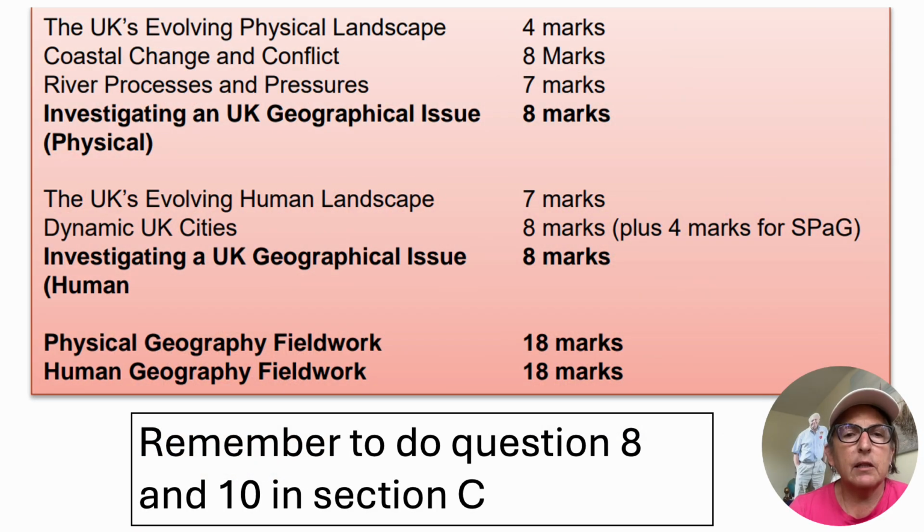So don't forget, this is the paper. You've got the section on physical landscape, which I've done, the section on evolving human landscape, which I'm doing now, and then your fieldwork. When you get onto Section C, if you're from Orion Spires, remember to do question 8 and question 10. Urban, no coasts, urban.